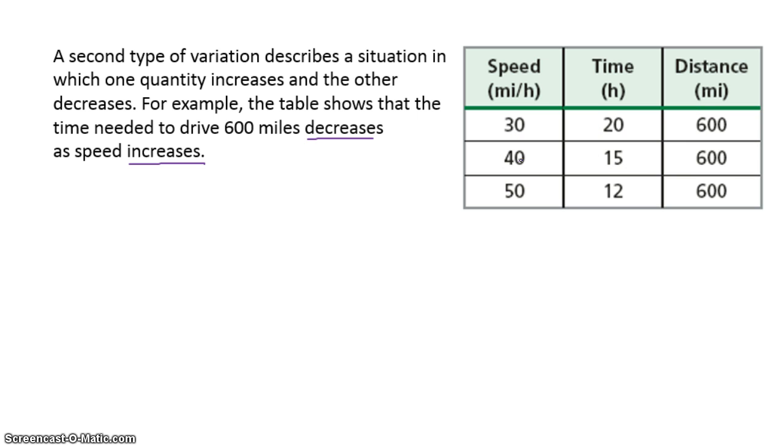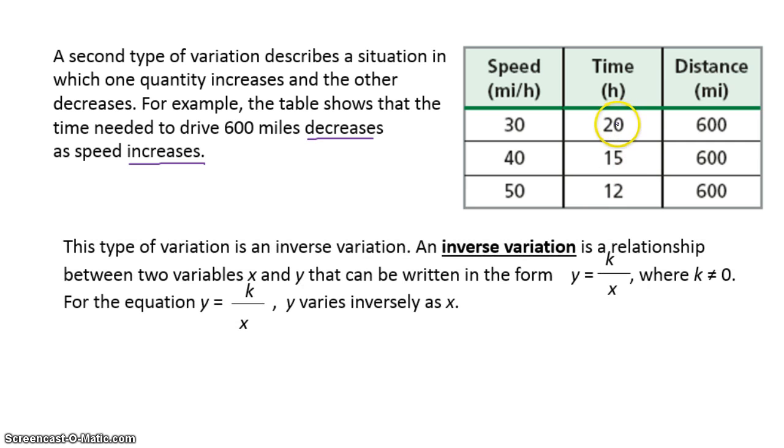If we increase our speed to 40, it's only going to take us 15 hours to go the 600 miles. So as you can see here, our x values are increasing as our y values are decreasing. So this is what we call our inverse variation.